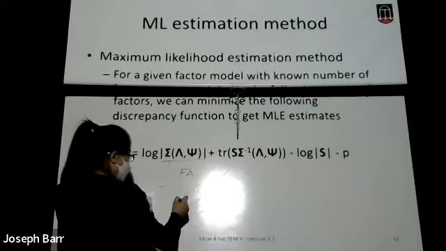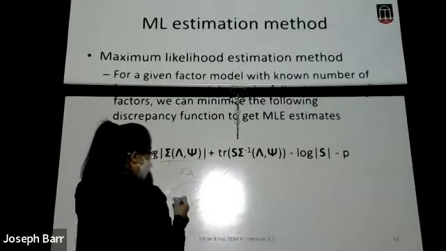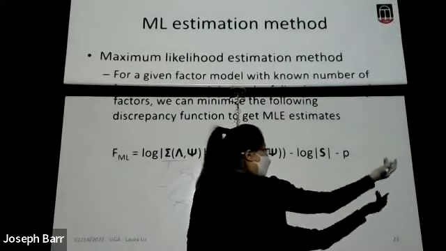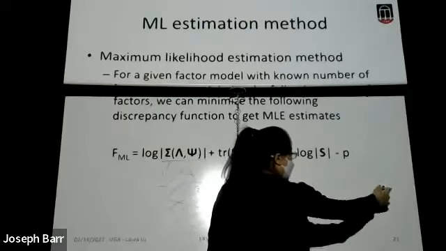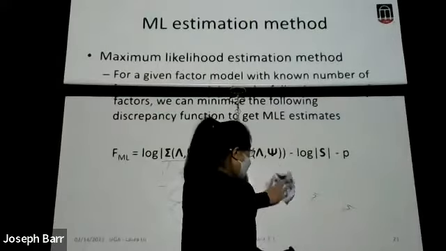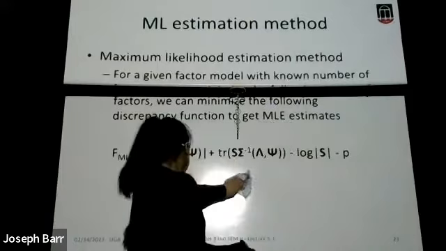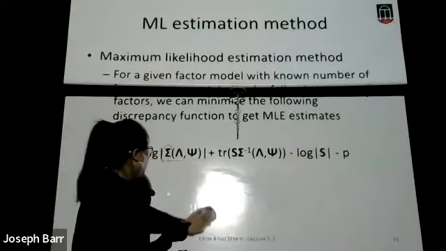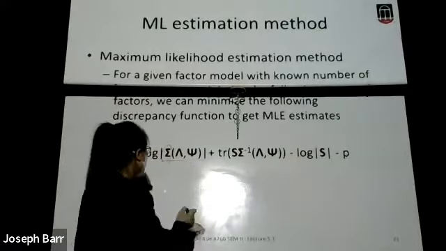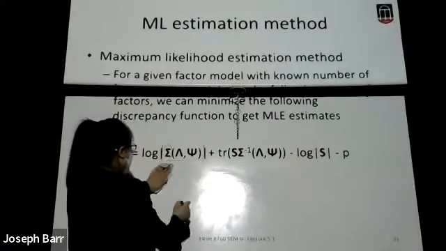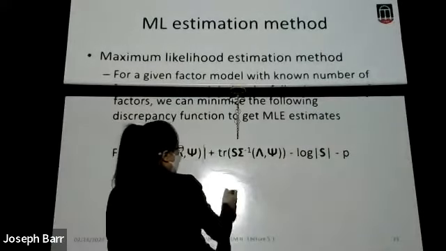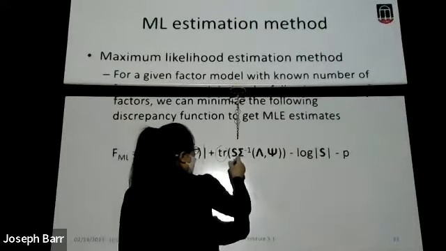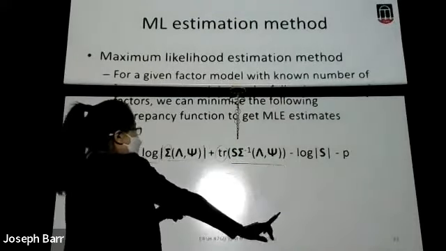For factor model, we have this form. And for mediation, we have another form. For simple linear regression, we have that. For multiple regression, we have a different one. So this is model based. And then take the determinant, and then take the log function. And then we have the trace. Okay, this is a trace, the trace of the product of these two matrices.